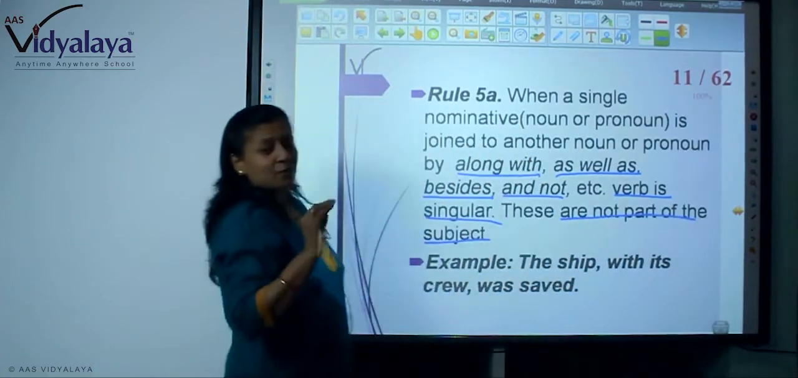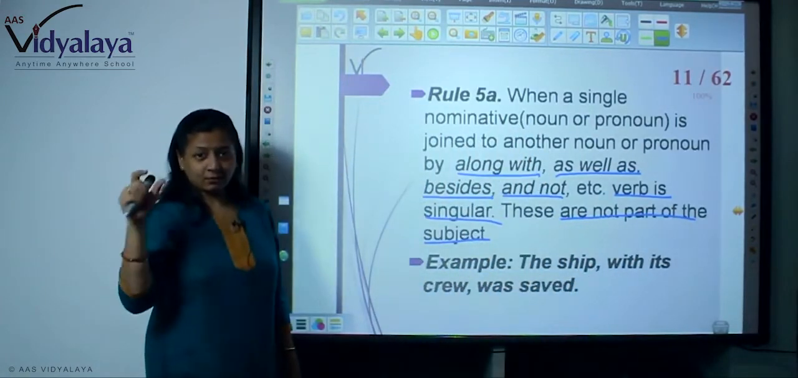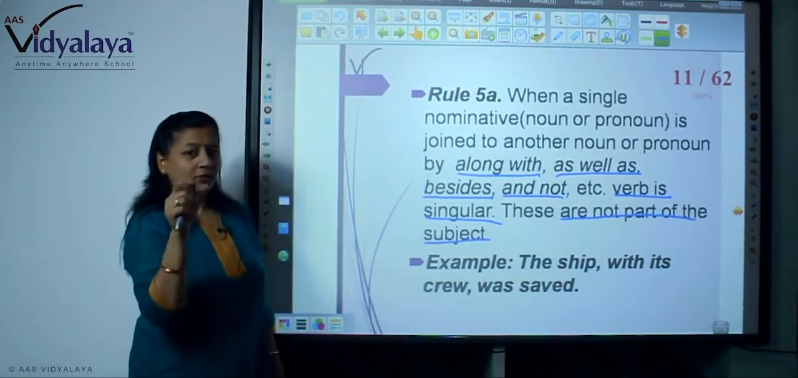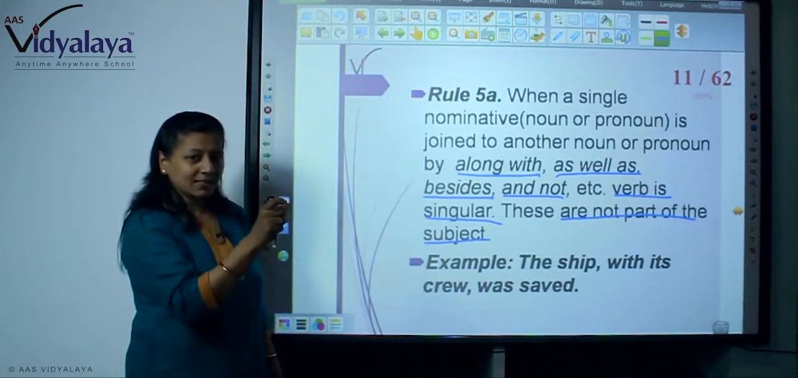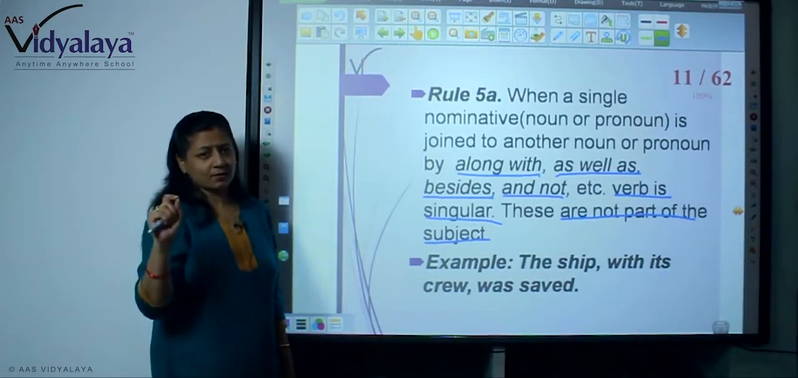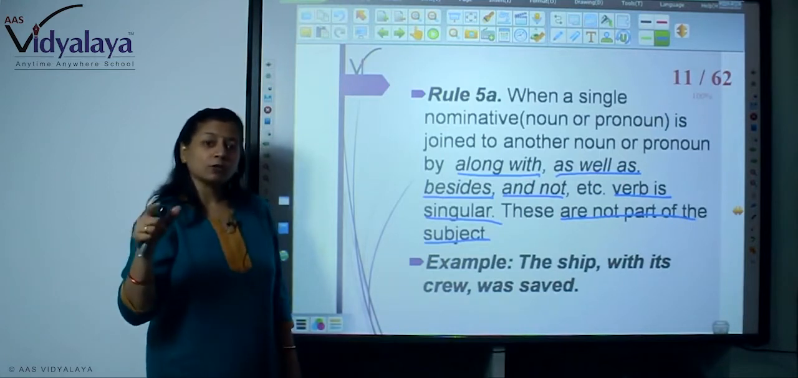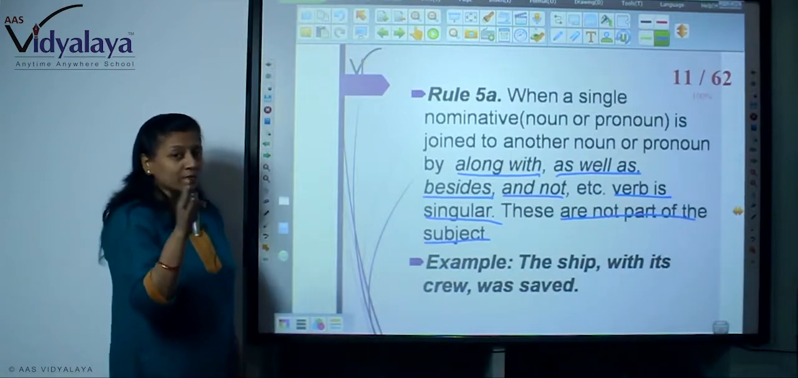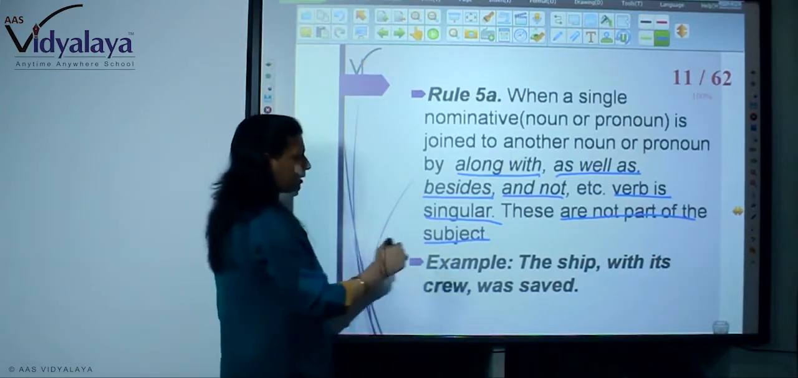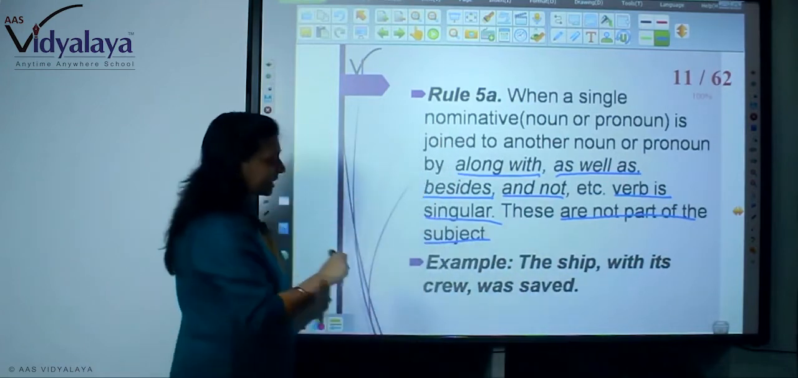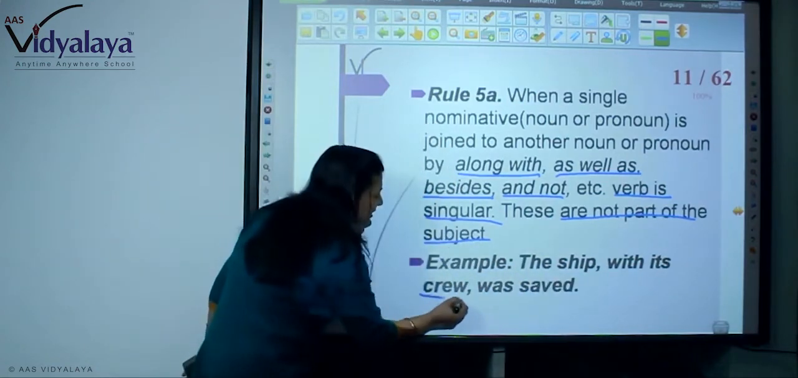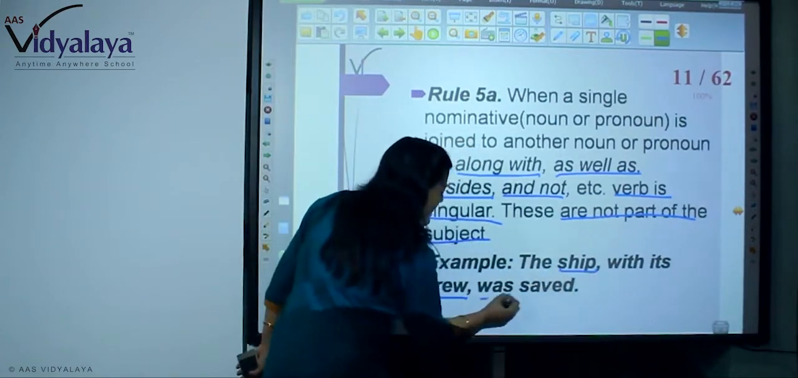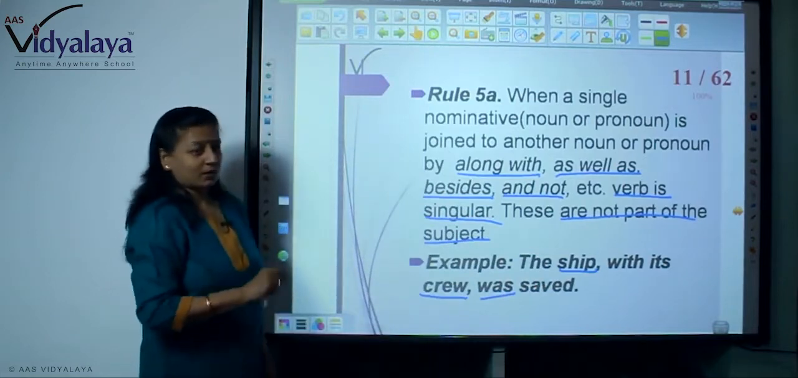See, many a time what we do is we just add a description. So when we are adding the description within commas, that means the subject is there and we are adding descriptions by putting commas. So your concentration will be on the subject only, and the verb is according to the subject. For example, the ship with its crew. You don't have to consider this crew. You will have to consider the ship. Then the verb is was saved.